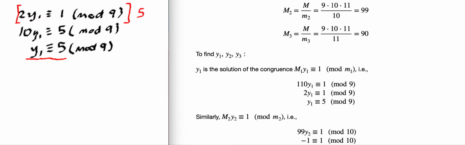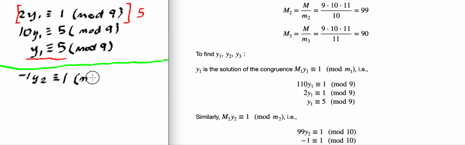Sorry for that. 99 y sub 2 is equivalent to negative 1 y sub 2. I forgot, it should be written as negative 1. Sorry about that. It should be written something like this: negative 1 y sub 2 is congruent to 1 mod 10.